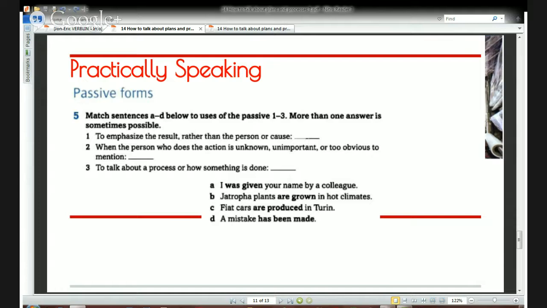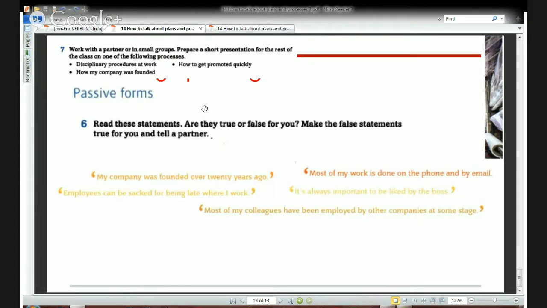Okay. The point here is to try to start to think about how the passive voice is used. We looked at the form, now we're looking at the use. There's a mistake in the slide here. Hold on a second. Sorry about that mistake. There's a little piece of the other slide got stuck here. I don't know how that happened. But ignore the top of the page. Read these statements. Are they true for you? Make false statements true for you and tell a partner.